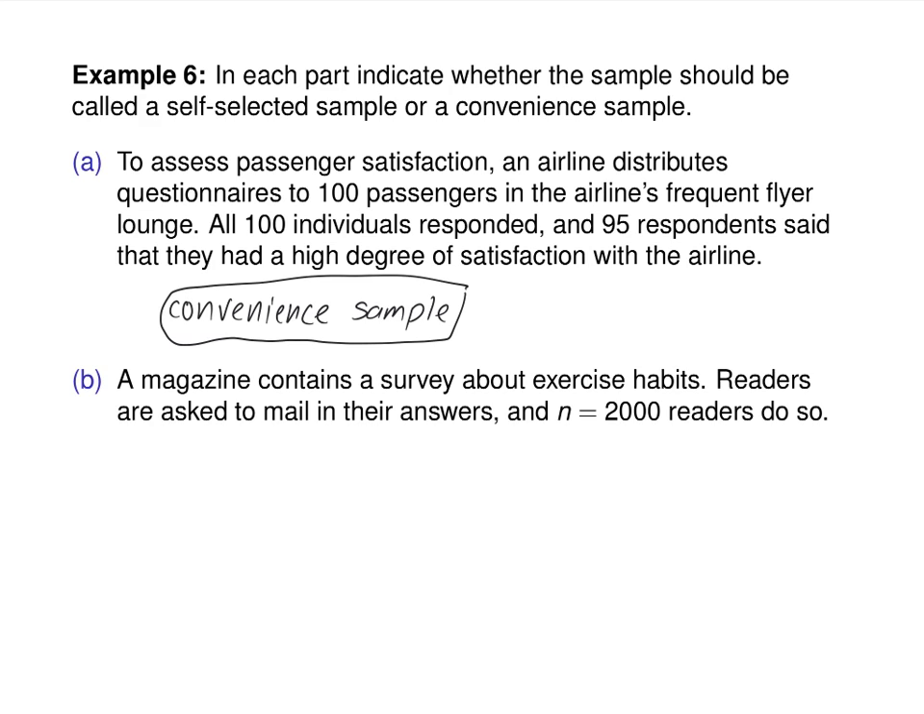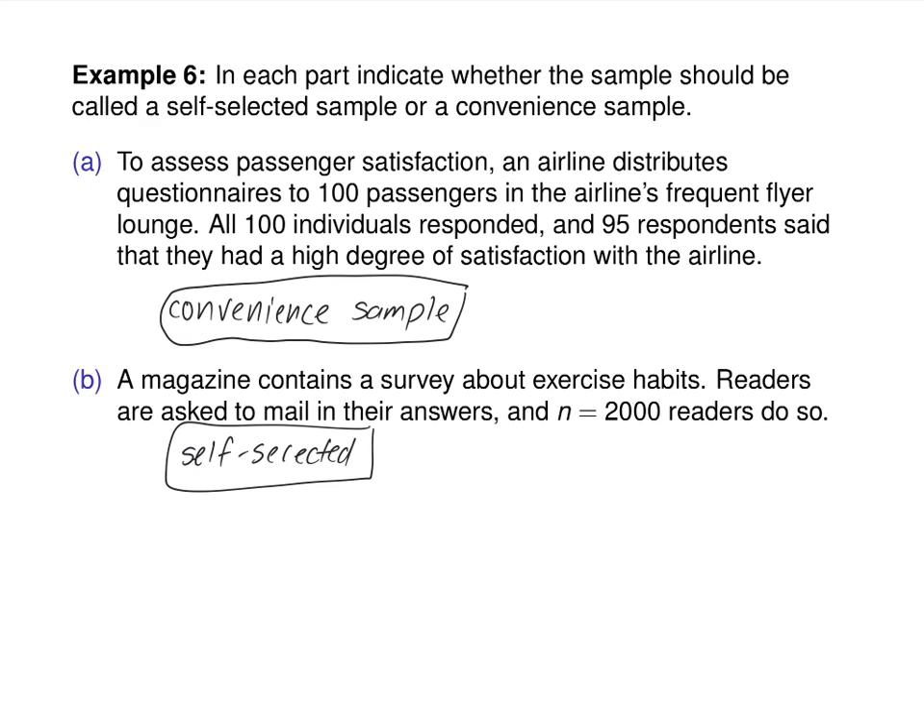No, there is not. Okay, a magazine contains a survey about exercise habits. Readers are asked to mail in their answers, and 2,000 people do so. What's that called? Self-selected. And one problem that might occur there is maybe only people who are very happy with their exercise habits mail in, right? People who didn't exercise are like, I don't want to admit that I was bad and didn't exercise.